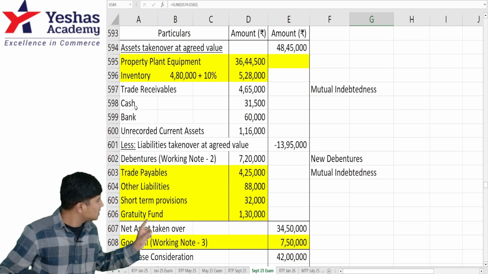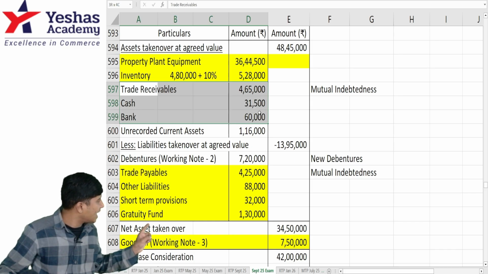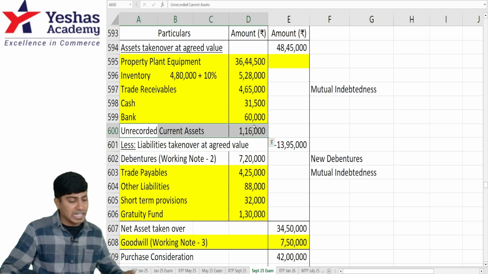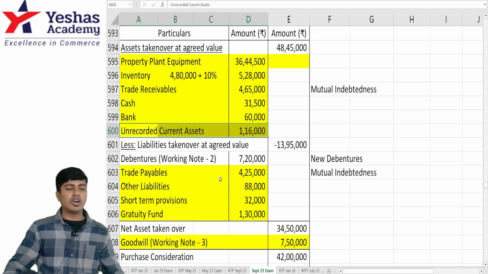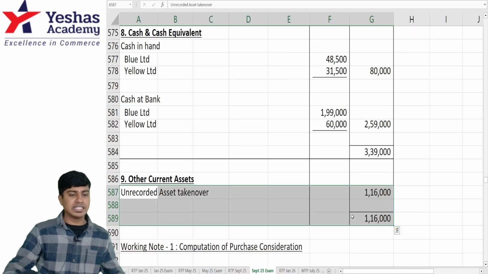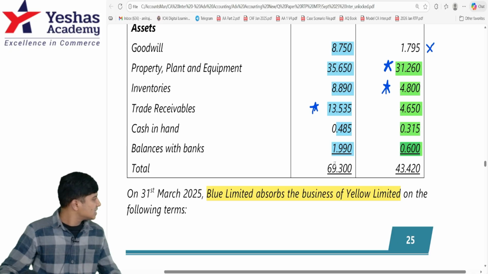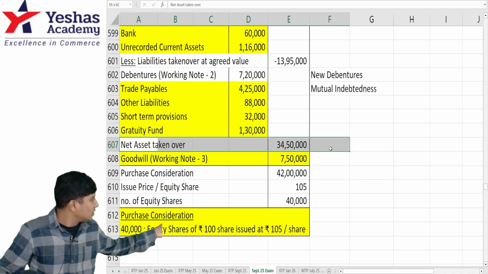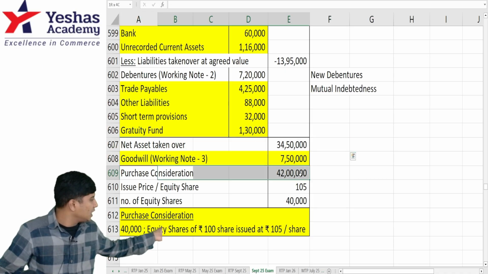Come to NATO once. I just took trade receivables, I took cash, I took bank. There is an unrecorded current asset to be recorded, 1 lakh 16. I would write this unrecorded current asset 1 lakh 16 in other current assets, 1 lakh 16,000. By this, I am done with everything in my NATO. NATO is done. Purchase consideration 42 lakh.